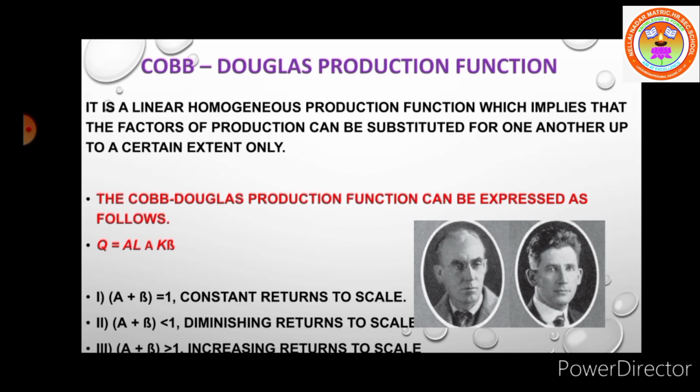The Cobb-Douglas production function considers only two factors, capital and labor. The elasticity of substitution between the factors is equal to 1. In the Cobb-Douglas production function, labor contributes 3/4 of production and capital contributes 1/4 of production.